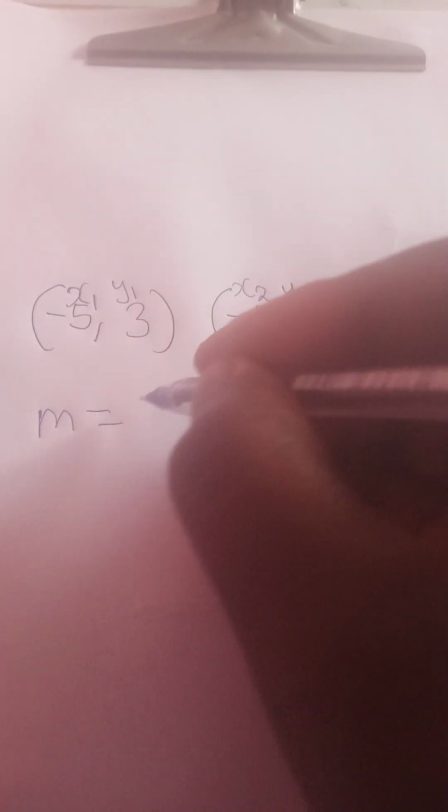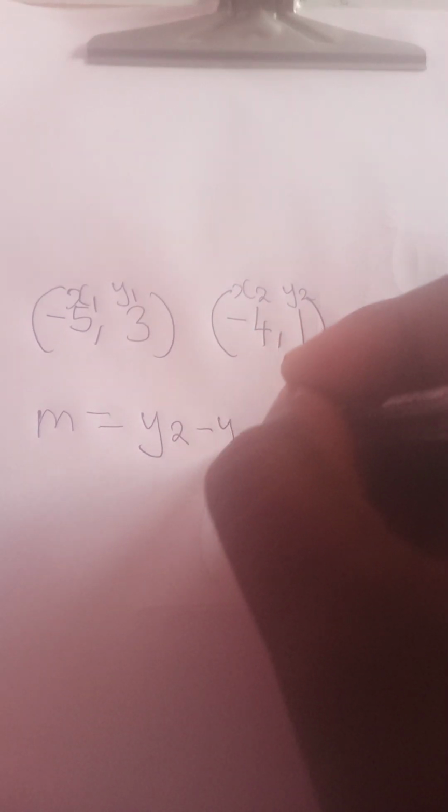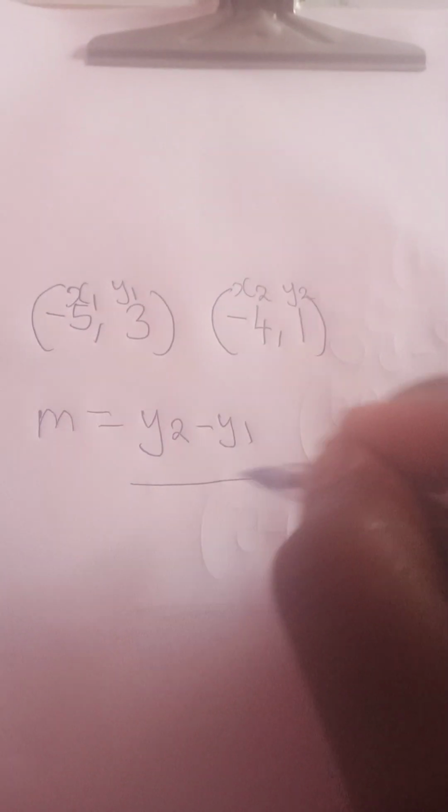So the first thing, you name this one as x1, this one as y1, this one as x2, this one y2. After you have done this, you write the formula for gradient. M is equal to y2 minus y1 over x2 minus x1.